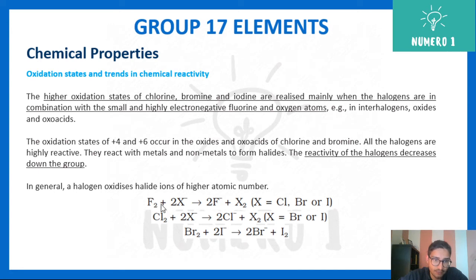So you can see F2 with 2X minus, it gets converted into F minus. Same way Cl2 with X minus, here X can be bromine and iodine. So you can see every time this X can be chlorine, bromine and iodine. So a halogen oxidizes halide ions of higher atomic number. So fluorine can oxidize chloride, bromide, iodide. Chlorine can oxidize bromide and iodide, and bromine can only oxidize iodide.